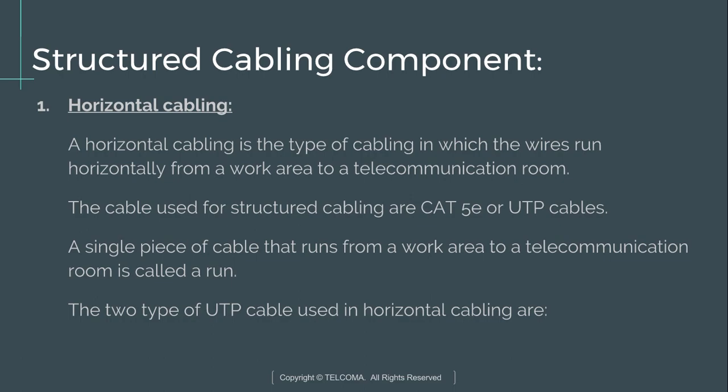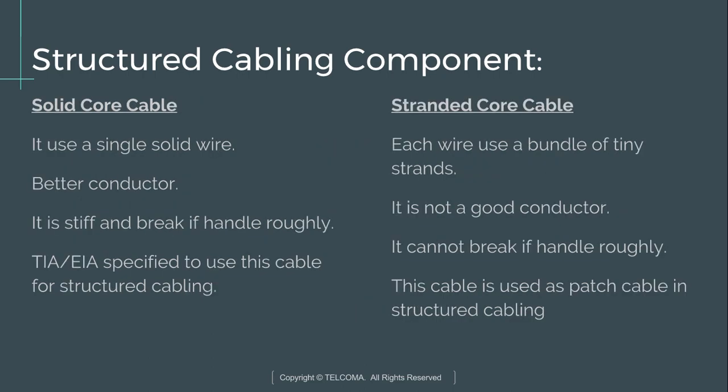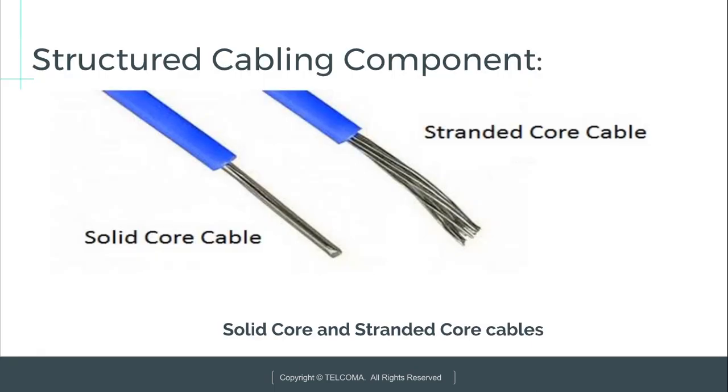The two types of UTP cables used in horizontal cabling are solid core cable and stranded core cable. A solid core cable uses a single solid wire, whereas in stranded core cable each wire uses a bundle of tiny strands. Solid core cables are better conductors, whereas stranded core cables are not as good conductors. Solid core cable is stiff and breaks if handled roughly, whereas stranded core cables don't break if handled roughly. TIA and EIA specify solid core cable for structured cabling, whereas stranded core cables are used as patch cables in structured cabling. We will discuss patch cables also in this video. This shows the types of core cables used in structured cabling: solid core cable and stranded core cable.